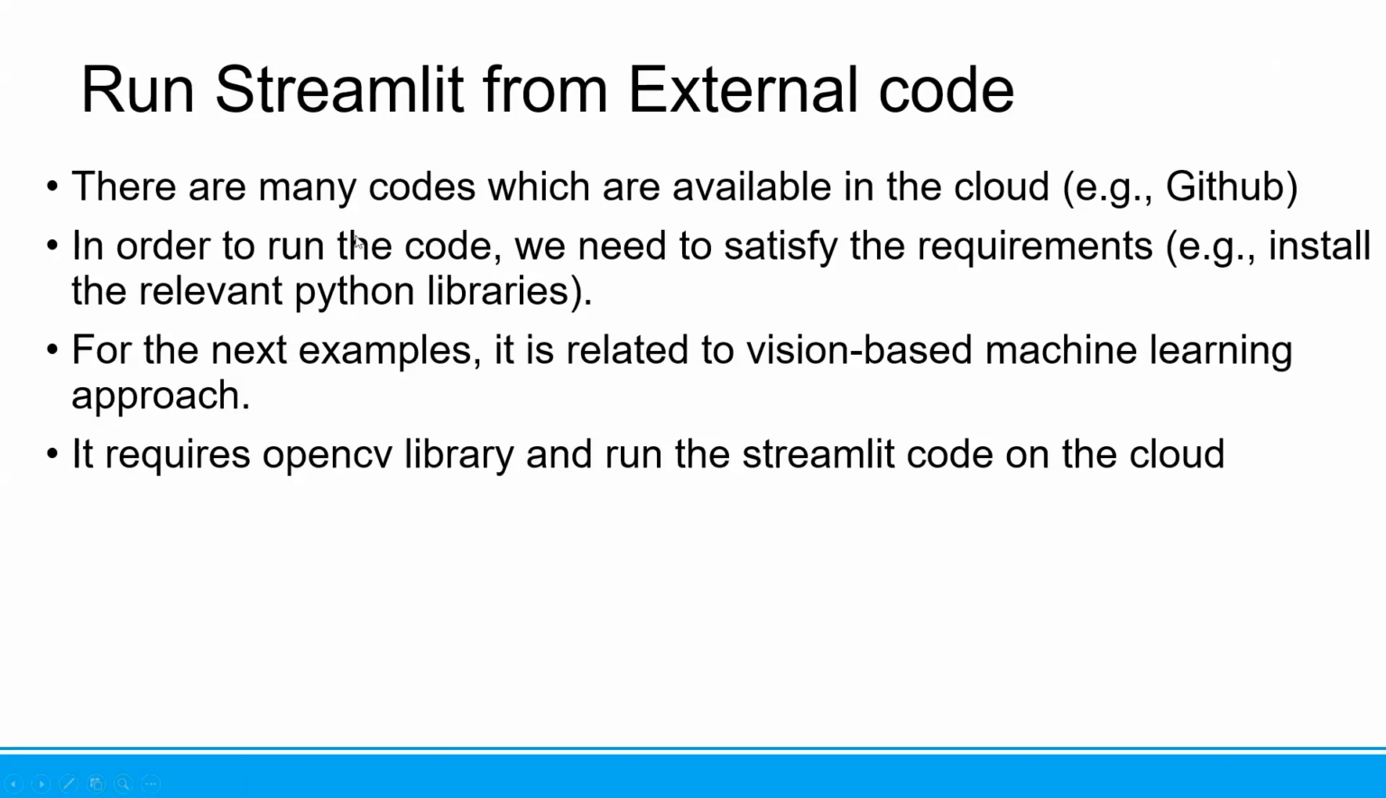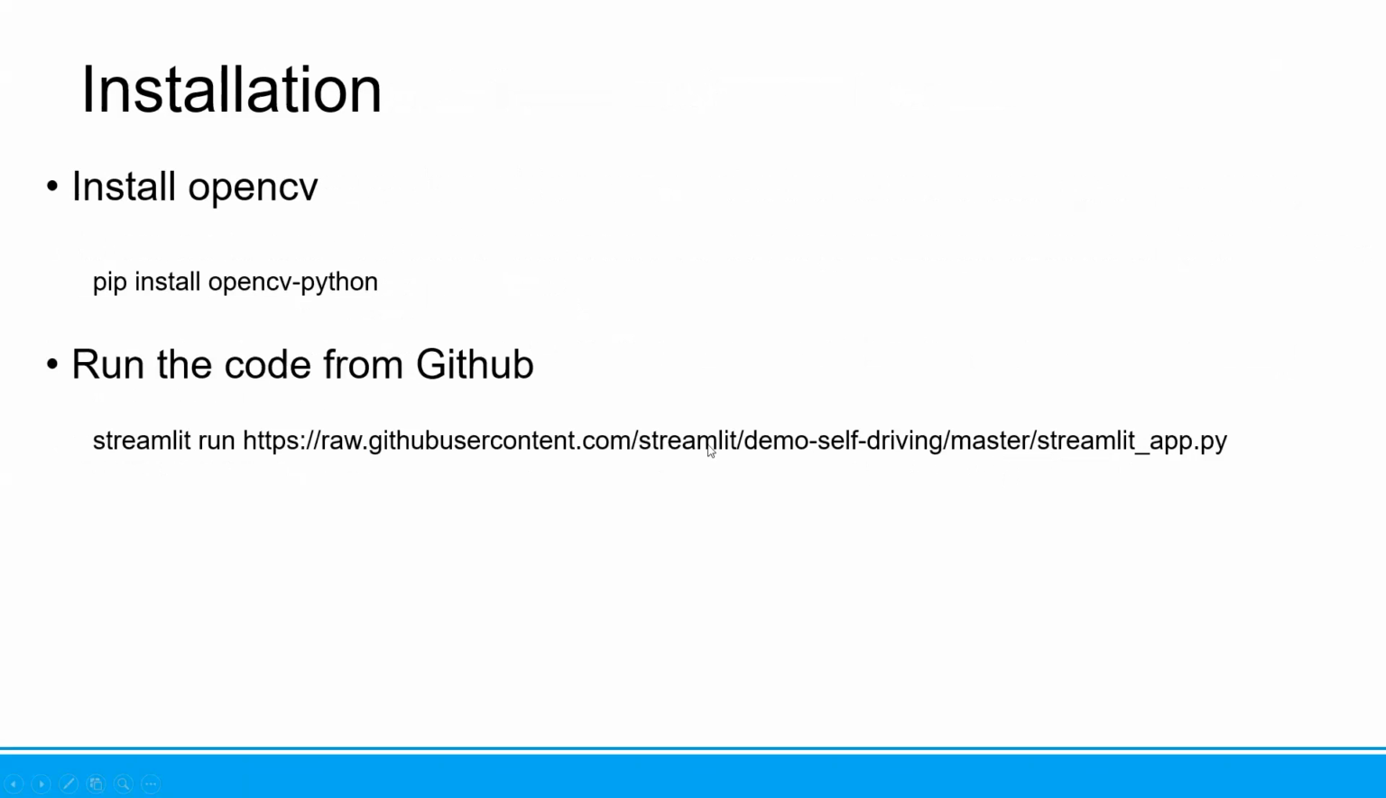And in order to run the code, we need to satisfy the requirements. Let's say you need to install some of the relevant Python libraries. So for the next example, it is related to the vision-based machine learning approach. It requires the OpenCV library and runs the Streamlit code on the cloud. Maybe you can check the code first. Okay, I would like to run the code from the GitHub.